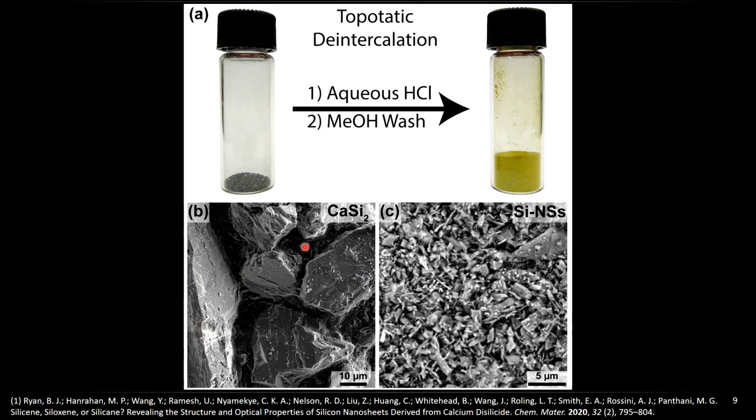Here on the bottom left, this is the calcium disilicide precursor. On the right, this is the silicon nanosheet product. And interestingly, this product here diffracts X-rays rather poorly. So this can shed some light on why the structure of this product is so ill-defined, because the tools that we typically use to characterize the structure of this material don't work.